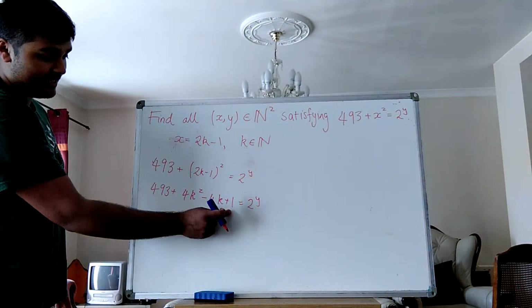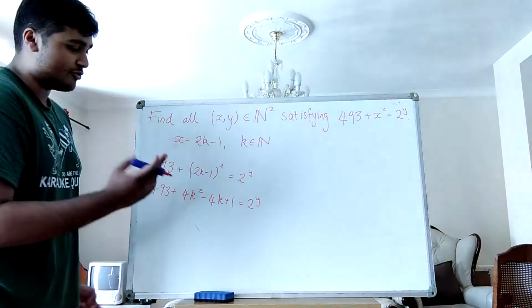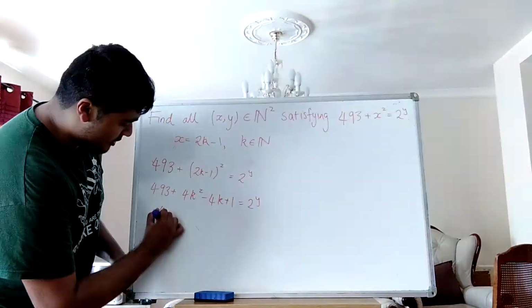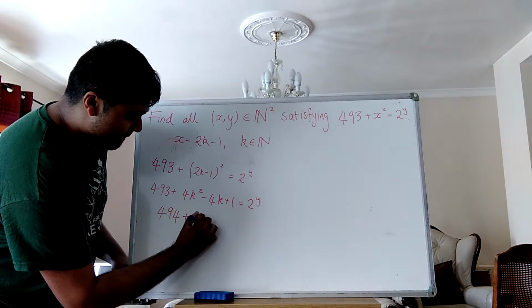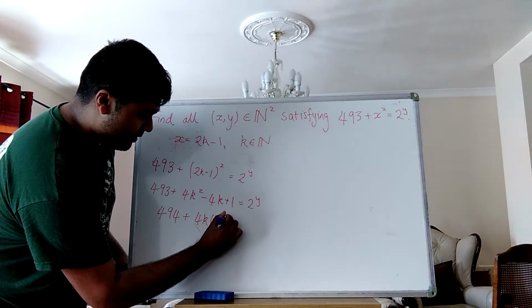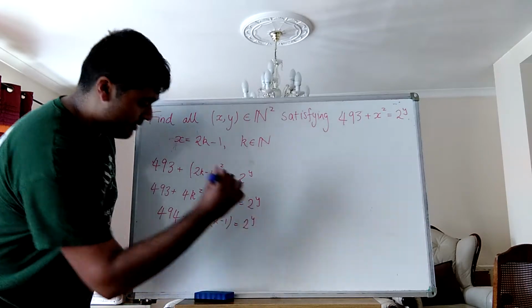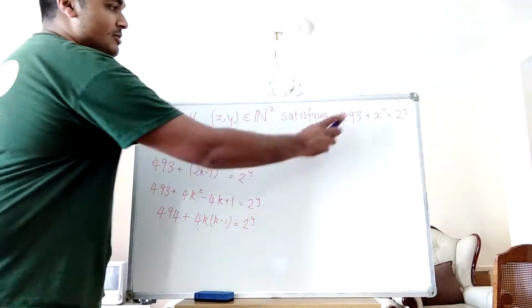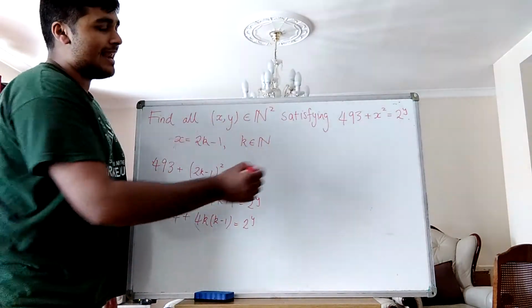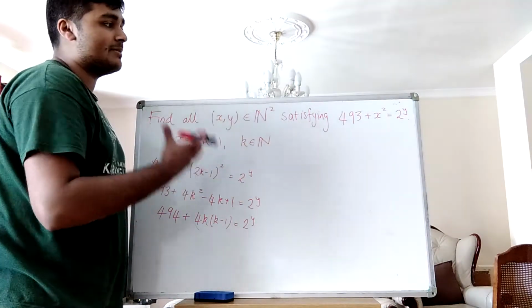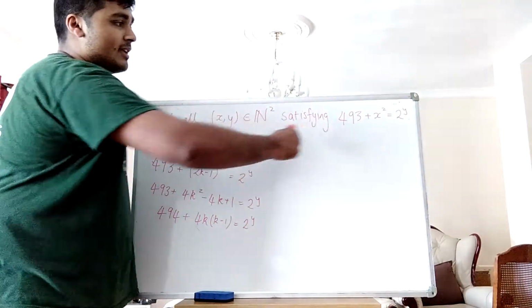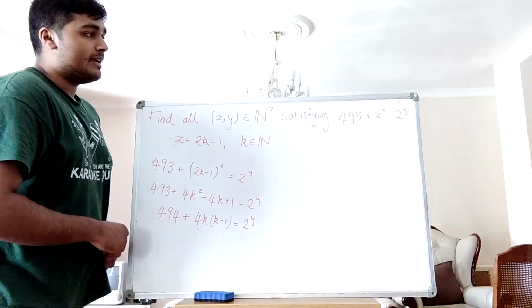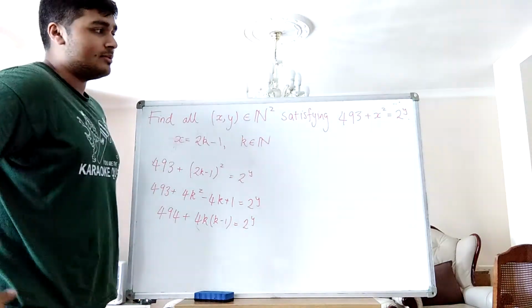Now I'm going to bring this 1 to this 493 to make 494, and then I'm going to factor 4k squared minus 4k. So I get 494 plus 4k times (k minus 1), and that equals 2 to the power of y. Now, if we look back at our original equation, because x squared is going to be a positive integer, 493 plus x squared is going to be at least 494.